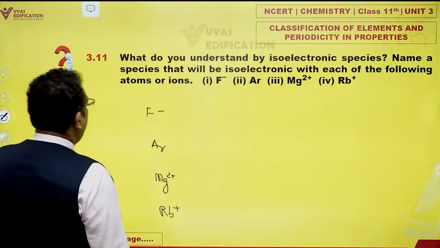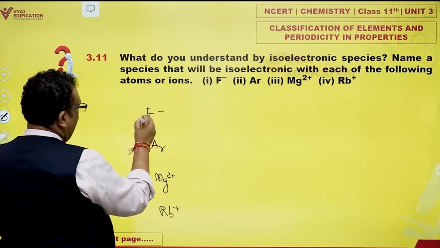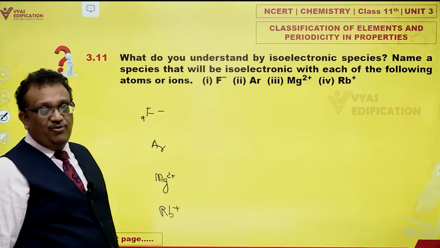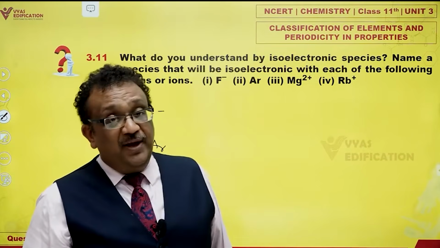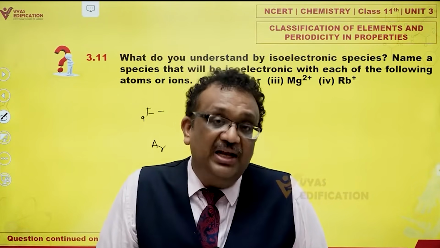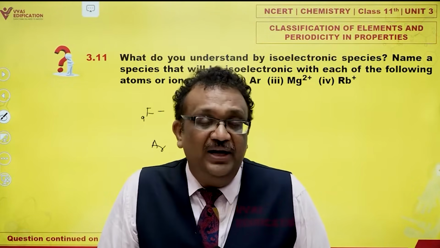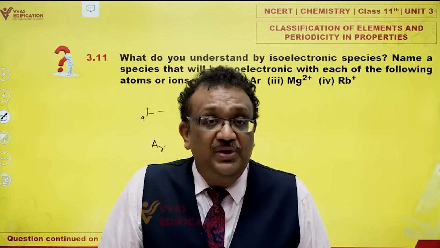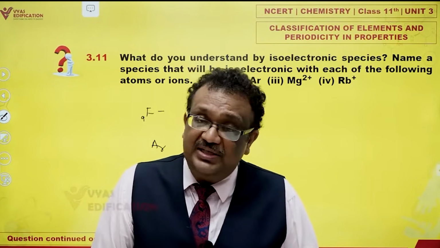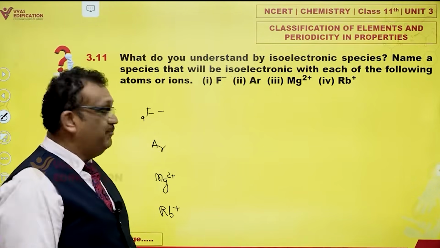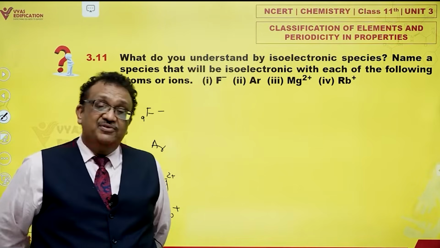Yes. Fluorine by itself has 9 protons in the nucleus and 9 electrons in the orbit. F minus means 1 extra electron, that means 10 electrons. So I have to find atoms or ions or species which have 10 electrons. Exactly. They would be isoelectronic with F minus. Which of them have 10 electrons?